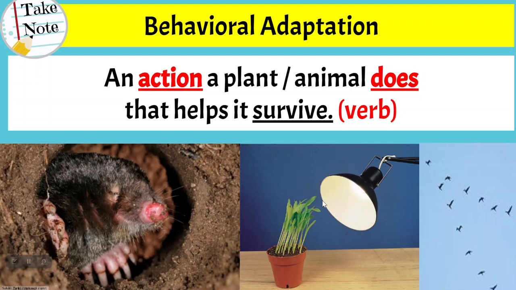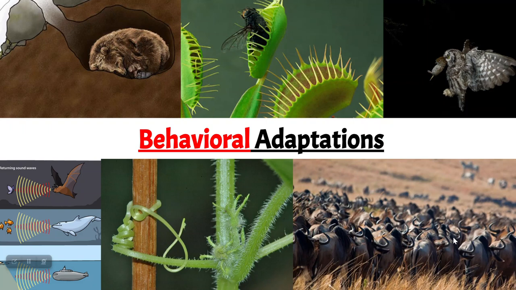So behavioral adaptations are actions that a plant or animal can do that will help it survive. So we got our mole. It's going to burrow down, it's going to make itself a little hole. So that's how it's going to hide from predators, right? And these plants, one of their behavioral adaptations is they will actually grow toward the sun. So we have migration of birds. Migration is also behavioral. It's something that those birds are doing, a way that they are behaving.